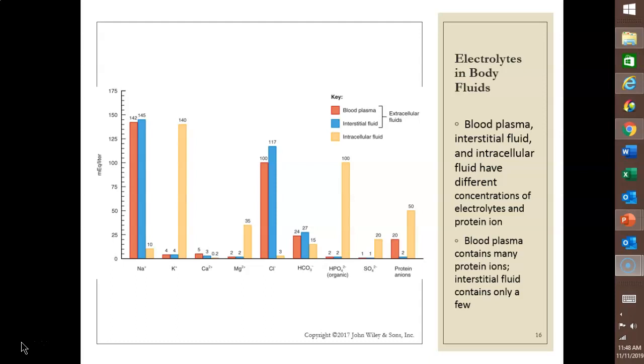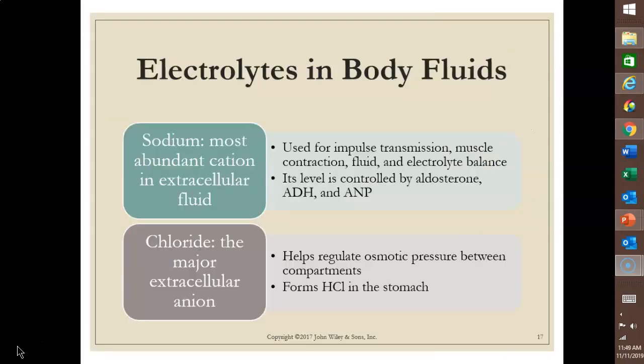The electrolyte content of intracellular fluid differs a lot from the extracellular fluid. In the extracellular fluid, the most abundant cation, remember that's a positively charged ion, is sodium, and the most abundant anion, negatively charged, is chloride. In the intracellular fluid, the most abundant cation is potassium, and the most abundant anions are proteins and phosphates. Now we're going to look at some of these most important electrolytes on the upcoming slides.